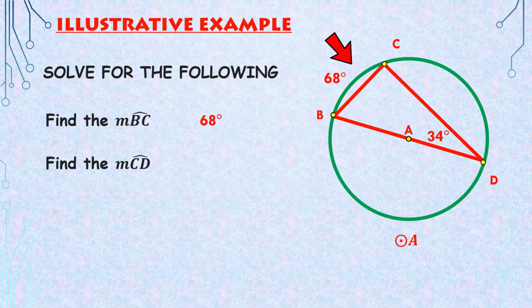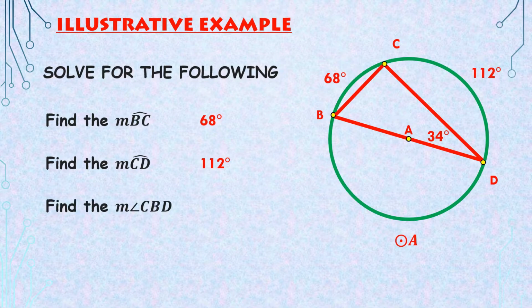So since arc BC is equal to 68 degrees, therefore CD should be 112 degrees so that you will form your 180 degrees, which is the measure of your semicircle. Okay, so on the same figure, find the measure of angle CBD.